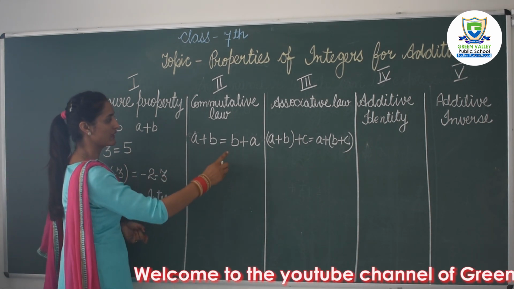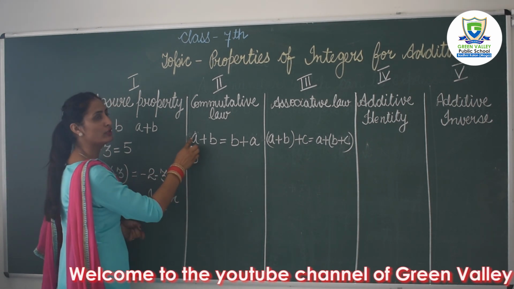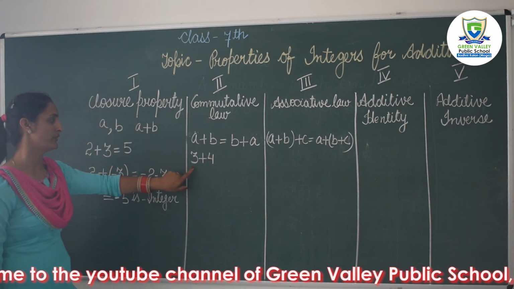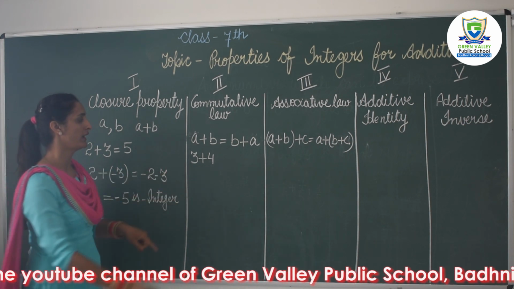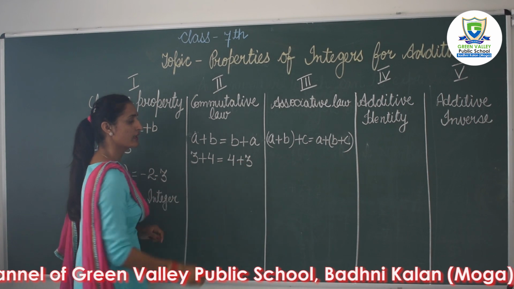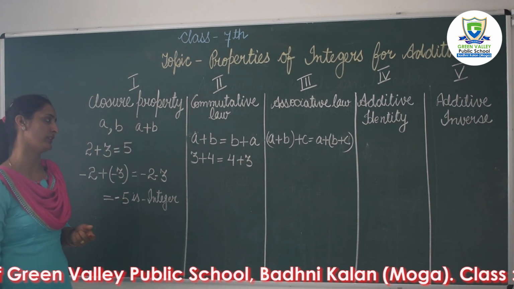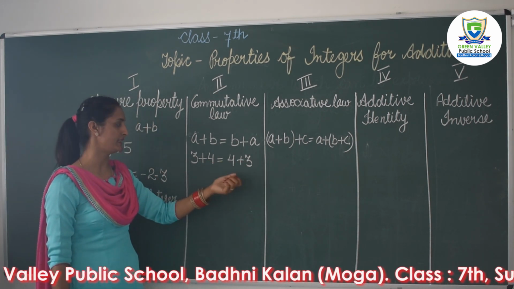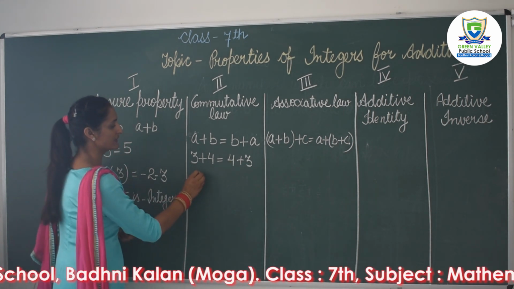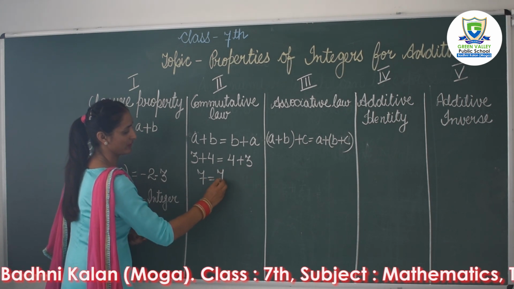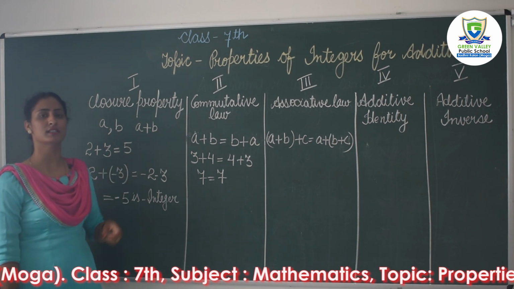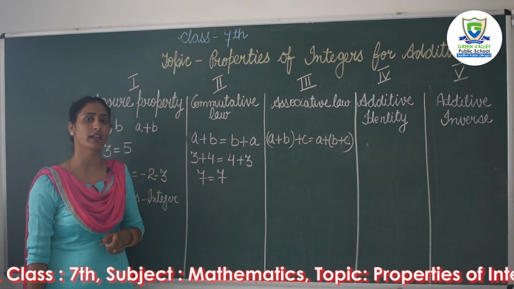So let us take one example for this. Let us take the value of a as 3 and the value of b as 4. So firstly we will write 3 plus 4, and on the right side we have to change the order of the numbers. We have to change the places of the integers. So here I have written 4 plus 3. On both the sides your answer is 7. So for both the cases your answer is the same. This means commutative law holds for integers.